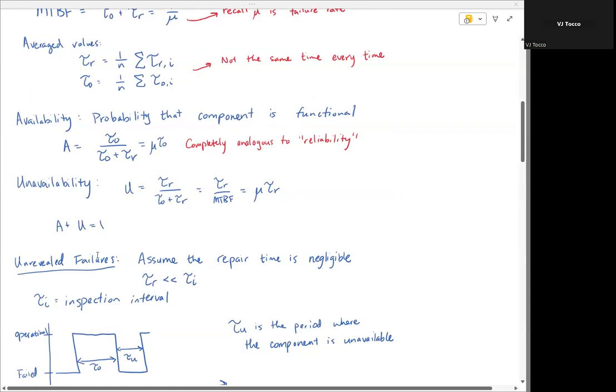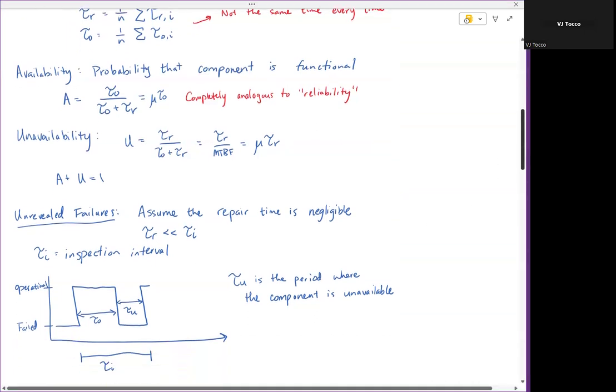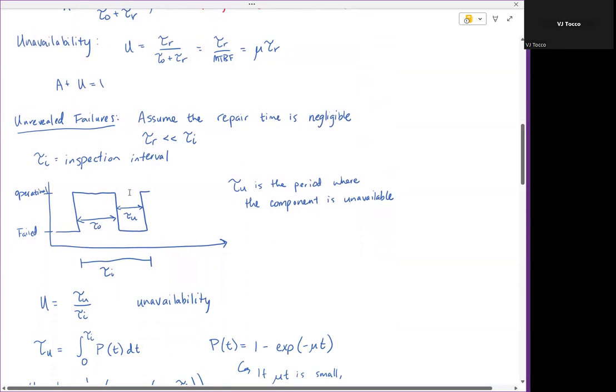All right, so for unrevealed failures, in the mathematical analysis, we'll have to first assume that the repair time is negligible, so that the repair time is very, very short. But tau I is the inspection interval.